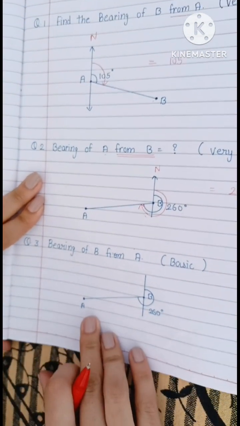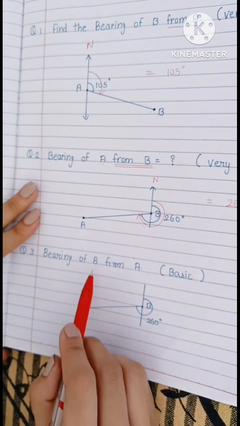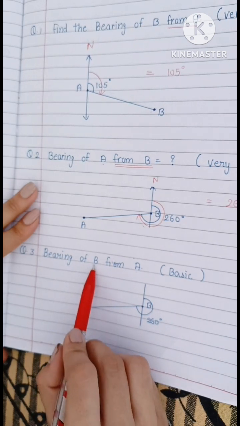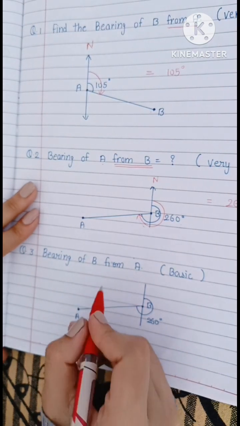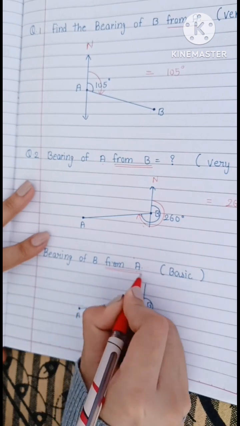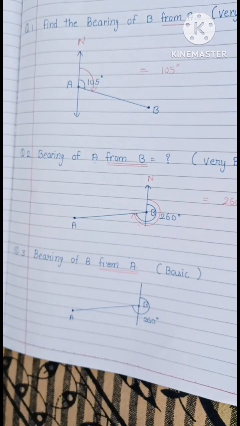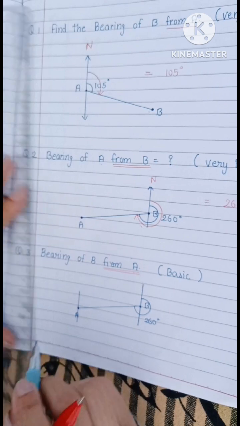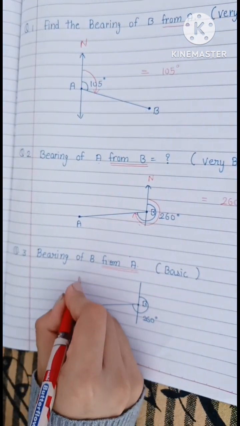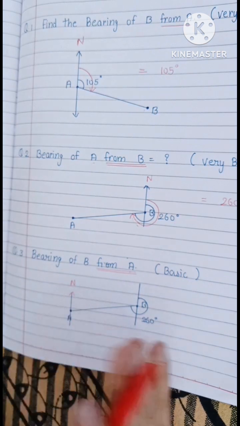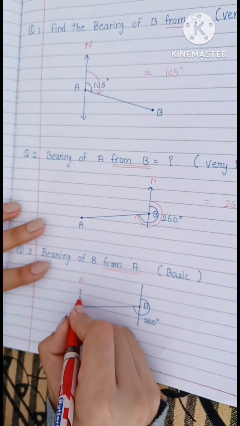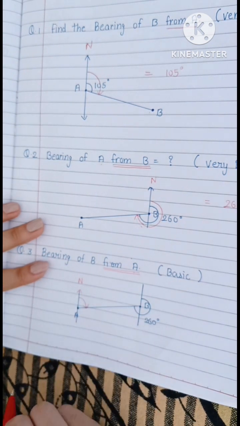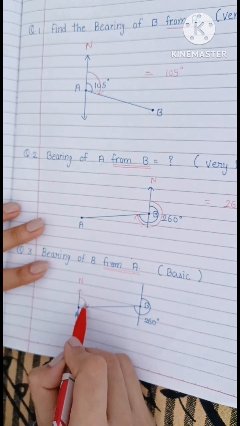The third question says, find bearing of B from A. So we have to start from A. So I'll draw a north-south line on point A. That's my north. And what's the rule? Move clockwise. So I am going to start from north and I have to move clockwise. That's my line. So I need this angle here.